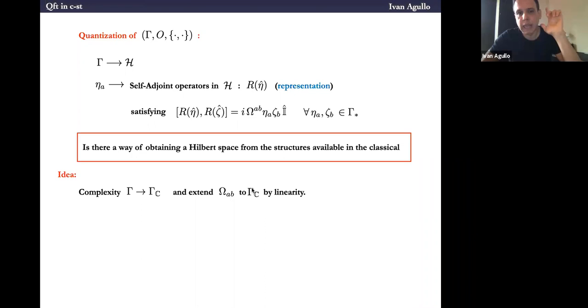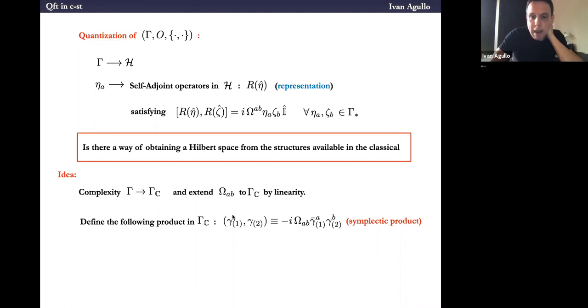So let me define the following product. Take two elements of the complex phase space and define this product in this way. Essentially the symplectic product between them, with a bar on it. And the bar is complex conjugate, sorry. I complex conjugate because then this product is Hermitian. And I call this product the symplectic product. So here we have it.